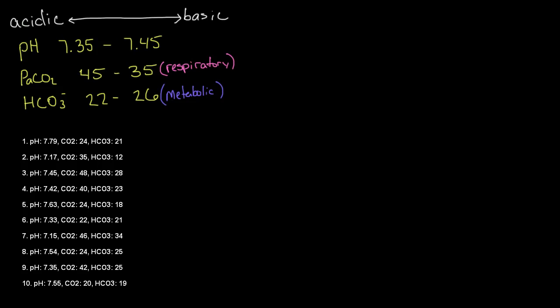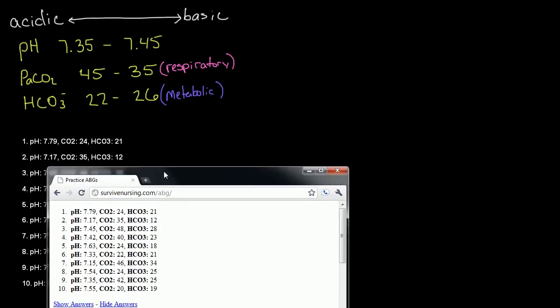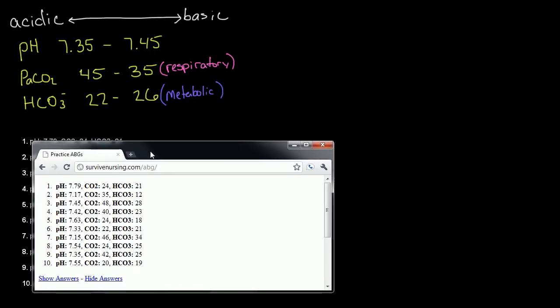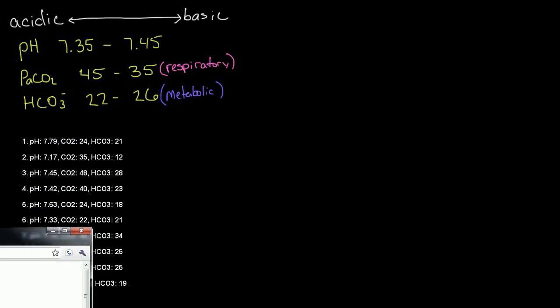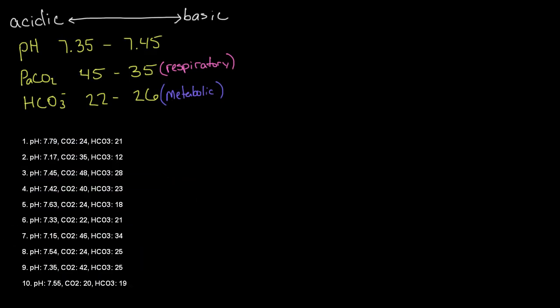Okay, we're just going to be working through some extra practice problems here on reading ABGs. These problems I have here are available on this website, survivenursing.com/ABG. This will generate 10 different ABG practice problems that you can do, and whenever you're ready, you can just click Show Answers, and you can check your results. So let's just go ahead and work through these 10 so you can get some more exposure to this.